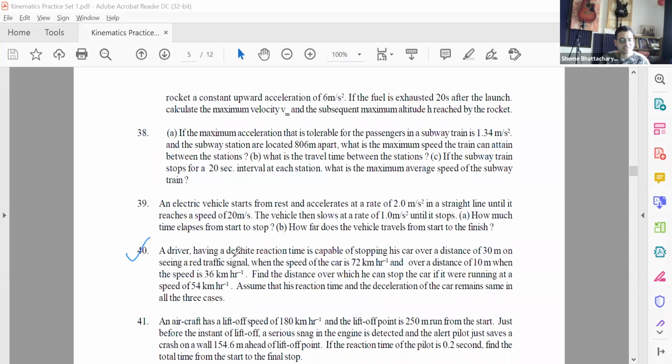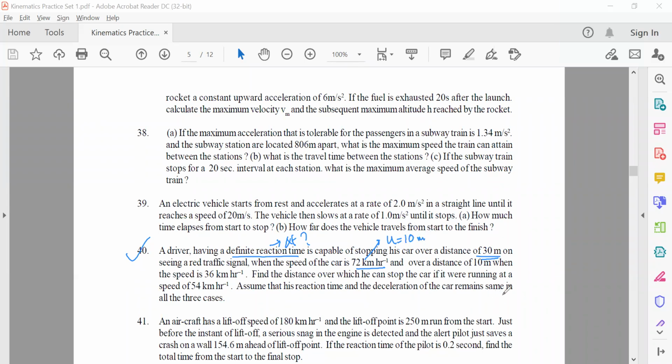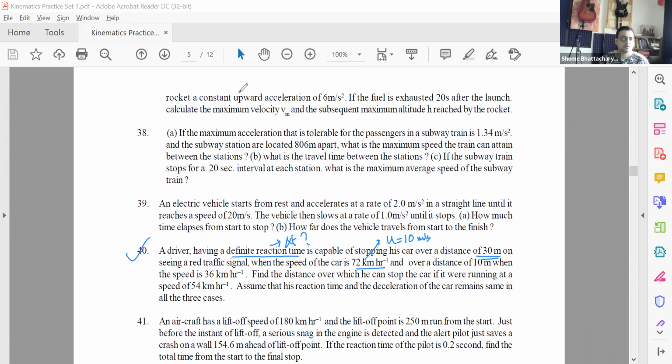So reaction time for the driver is given to us. A driver having a definite reaction time is capable of stopping the car. So let's say this reaction time is some delta t, which we don't know. Now the total distance in which he can stop the car is 30 meters on seeing this thing when his initial speed is 72 kilometers per hour. Convert that to meters per second for me. So it will become how much? 20, right?